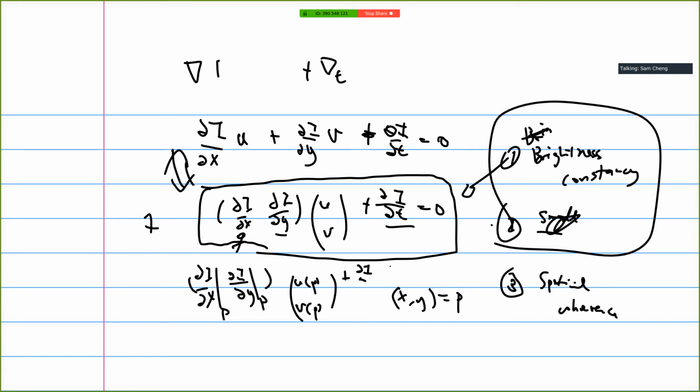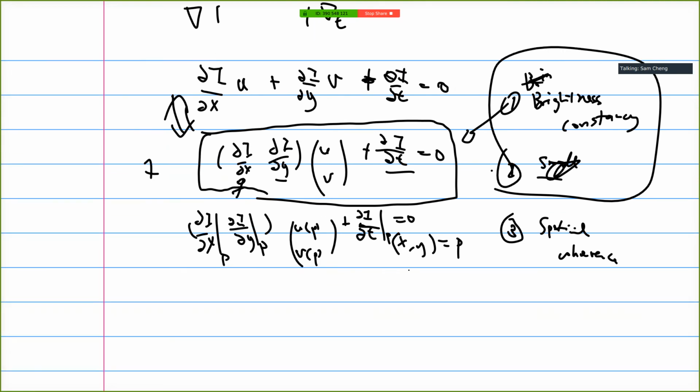Let me write a little bit better. So something like that, right? So per pixel, I only have one equation here, but I have two unknowns here. Inside a pixel. Yes, usually small pixels, right?